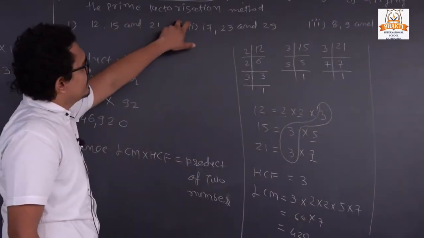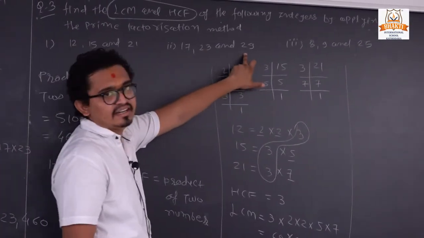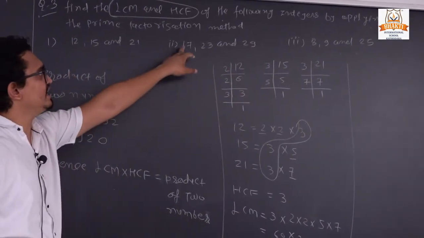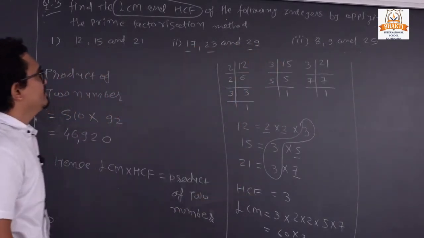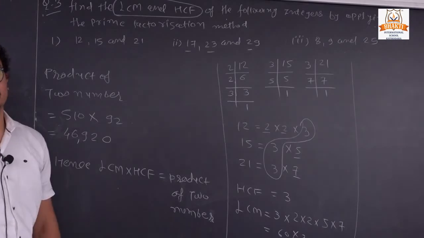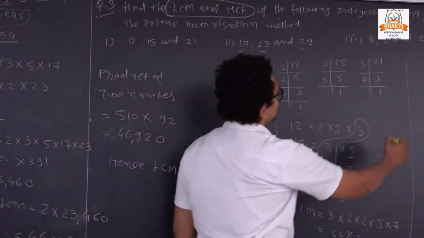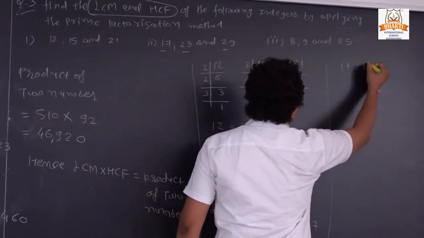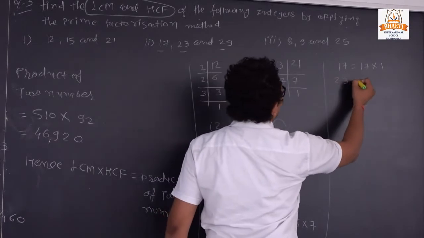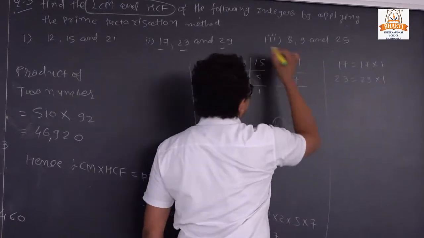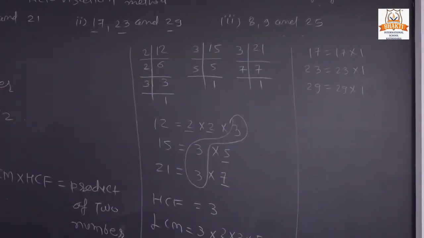Find the HCF and LCM of 17, 23 and 29. From the question you can clearly see that they are all prime numbers. See, they are all prime numbers. 17 is a prime number, 23 is a prime number and 29 is also a prime number. So 17 is equal to what can we write? 17 into 1. Then 23 is equal to 23 ones are 23 and 29 is equal to 29 ones are 29.